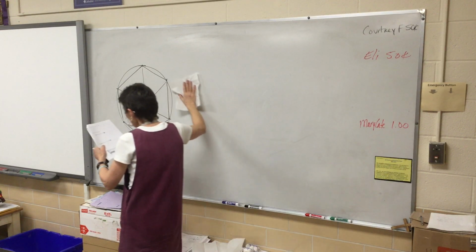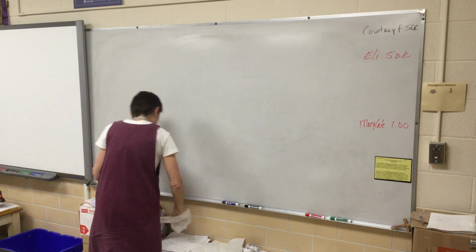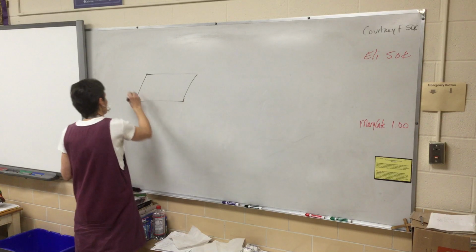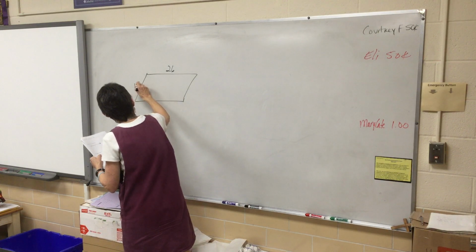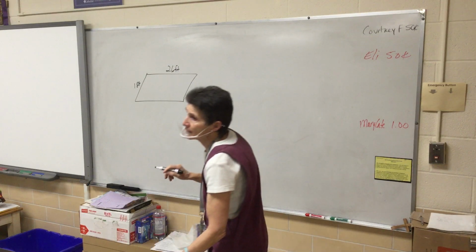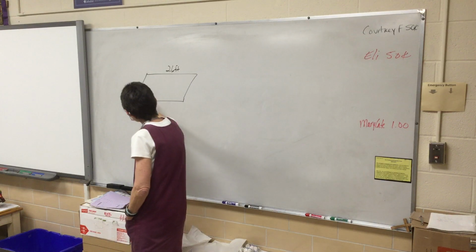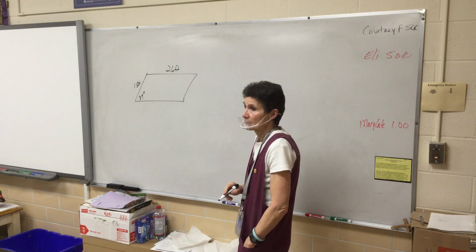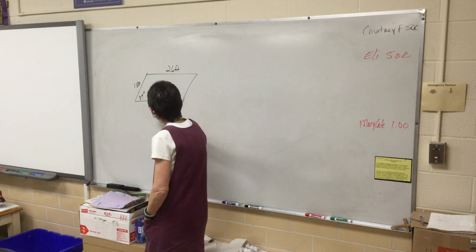Next one. A parallelogram has sides of 18 and 26. So 18 and 26, that's a parallelogram, remember that. And an angle of 39 degrees. So this angle right here is 39 degrees. Do you agree with me? This is 26 and this is 18.